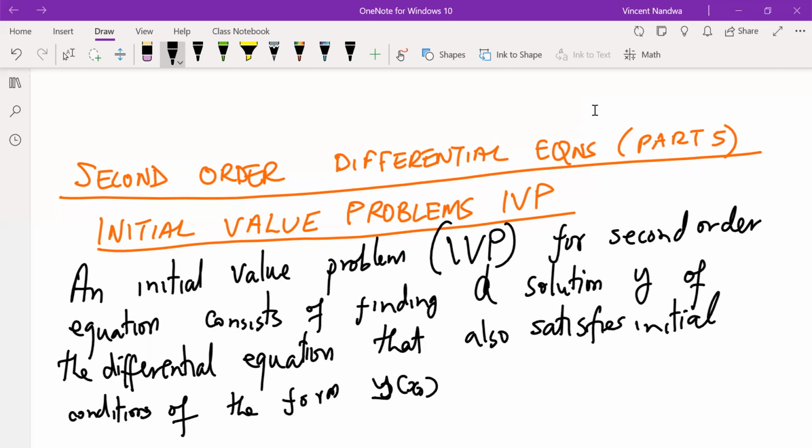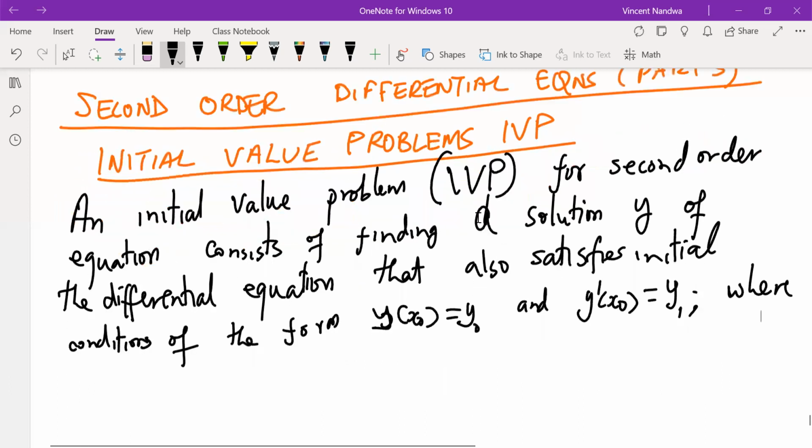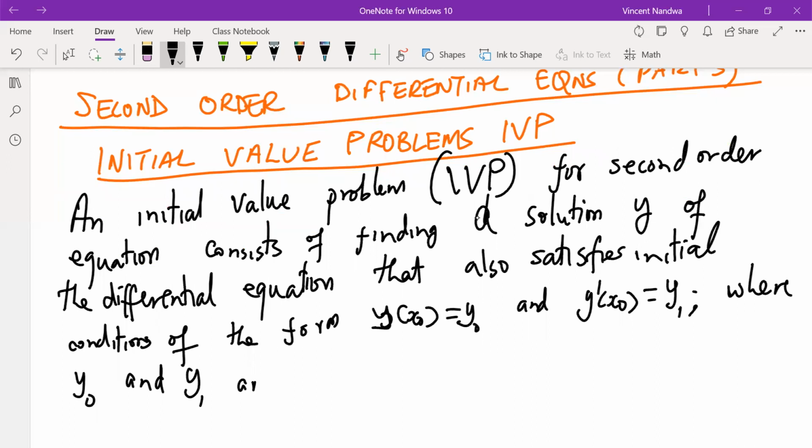y at x naught equals y naught and y prime at x naught equals y1, where y naught and y1 are given constants.